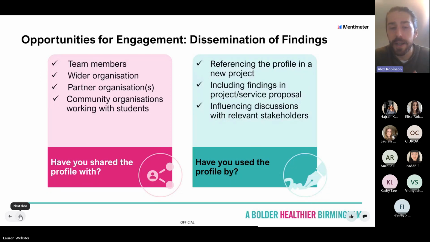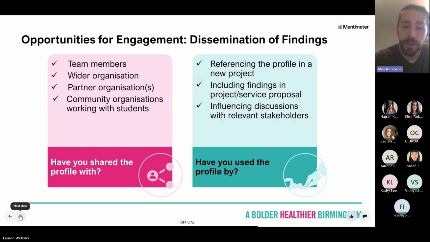We want people to use the data and the evidence in the profiles to inform and support new health interventions, new policies, new service proposals, but also to use it to justify the need for further primary data collection. So there's a lot of gaps in data on the student population, so it'd be great for researchers to use our profiles to justify further research.